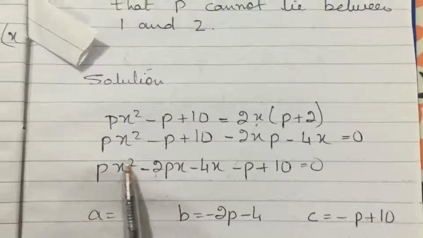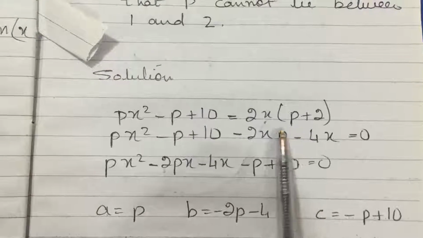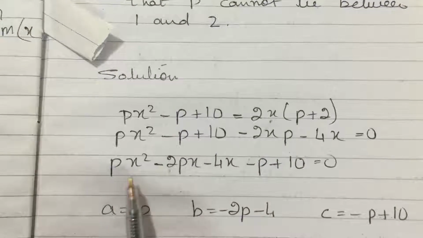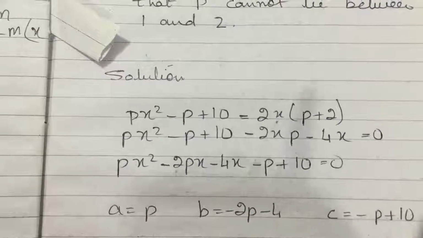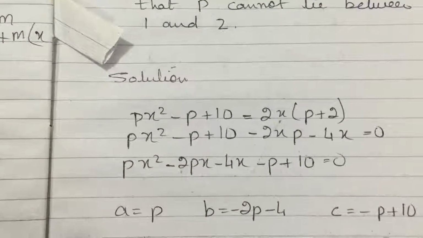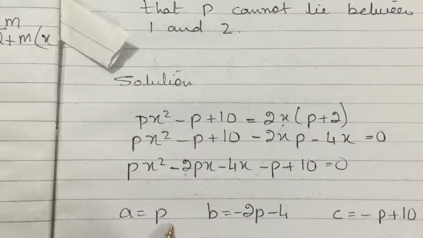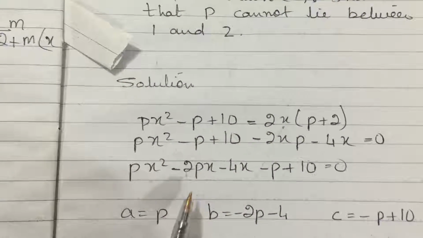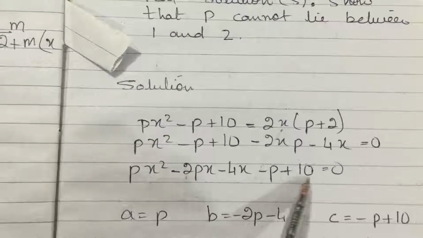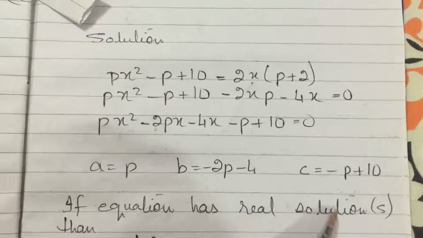Okay, so now I'm rearranging the equation here, expanding the brackets, and then removing the brackets and rearranging in the form ax square plus bx plus c, which is the general quadratic equation. We know the coefficient of x square is a, so a is equal to p, and the coefficient of x is b, so here it is minus 2p minus 4, and the terms without x are called the constant, so my c is minus p plus 10.